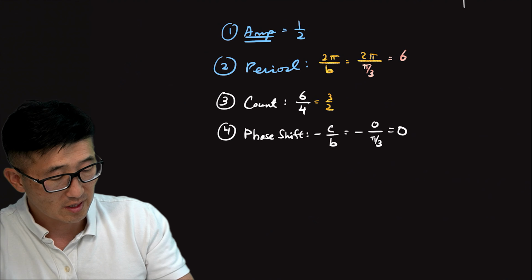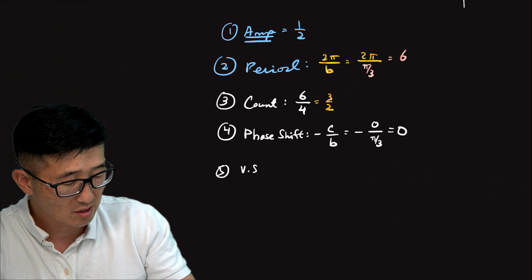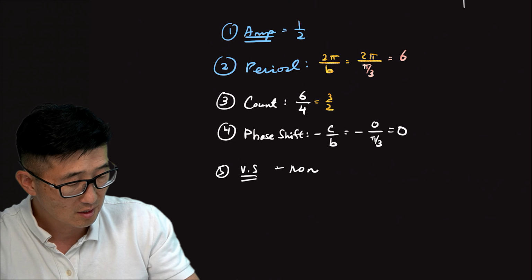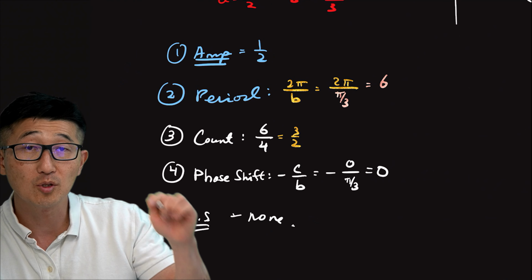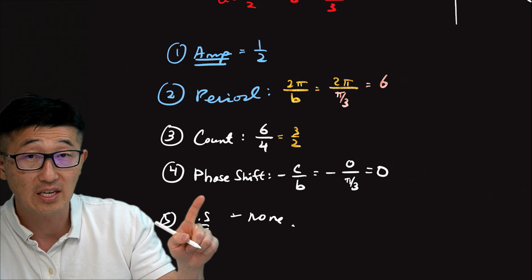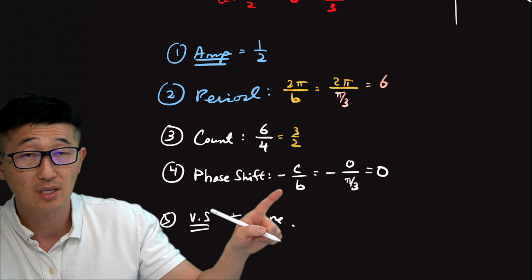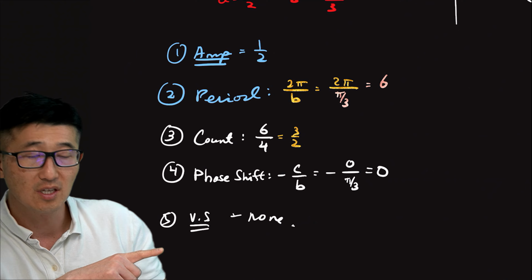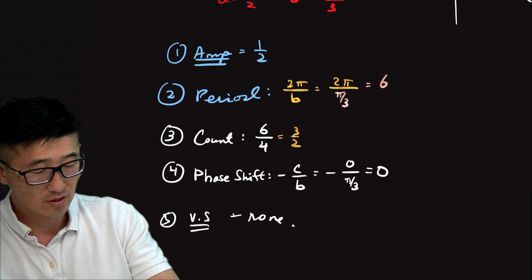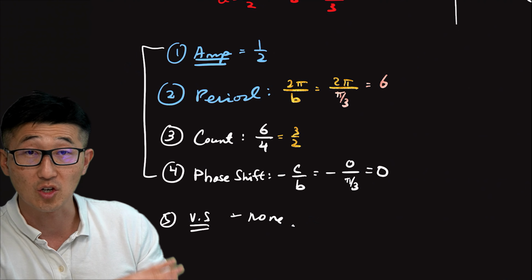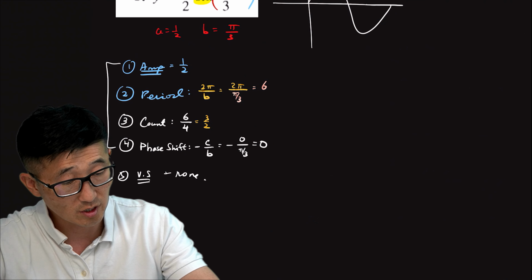And no vertical shift. Lastly, vertical shift. Well, technically this is first. Just put none. So amplitude, period, count, phase shift, negative C over b, and then vertical shift, there's none. Once you have these four right here, you're done. You can start graphing.